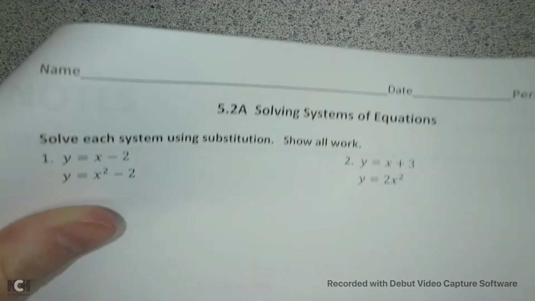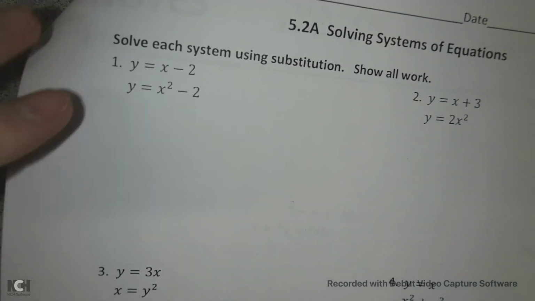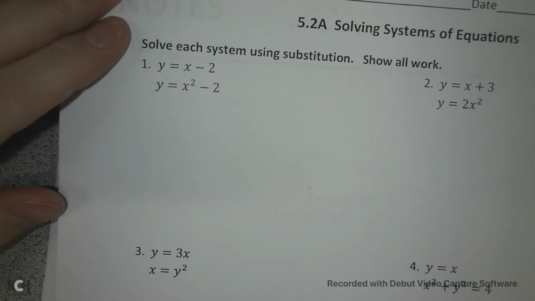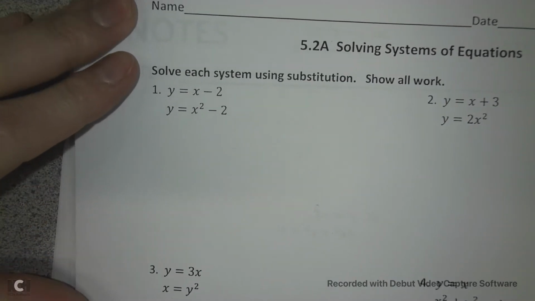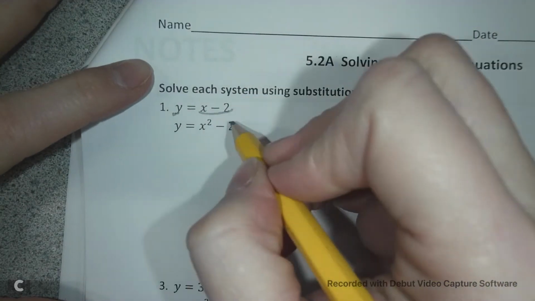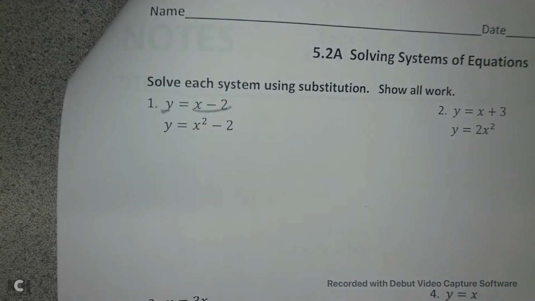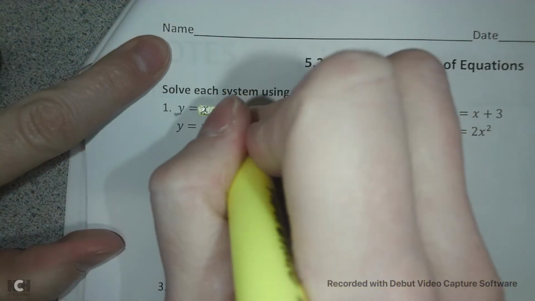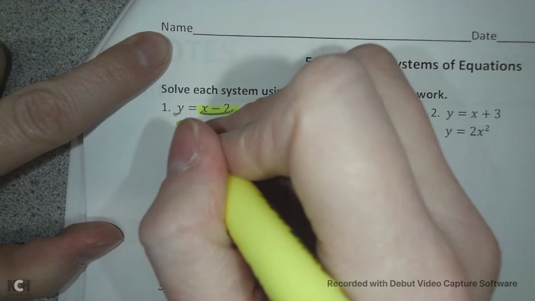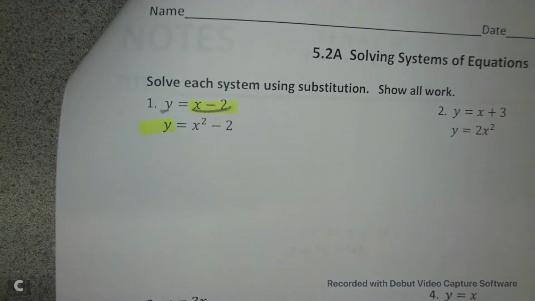And this is solving systems of equations using substitution, but this time we have some quadratics. All right, now let's look at number 1. So I already have a letter equaling something, and I have another letter equaling something. It doesn't matter. So my y is equal to x minus 2 on the top equation. So in the bottom equation, I'm going to find y, and I'm going to substitute the value in. It just happens to be on the opposite side.